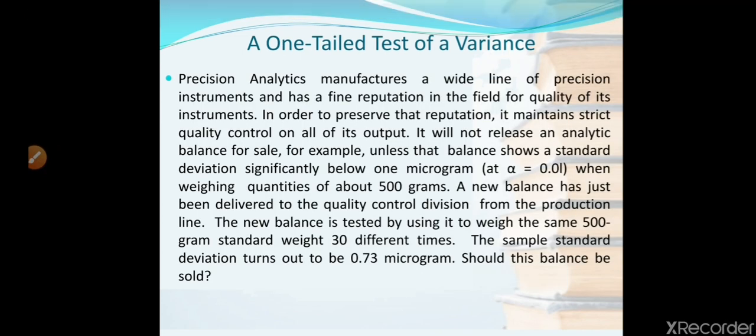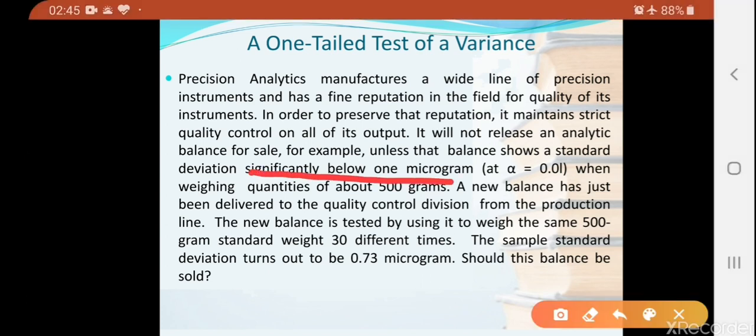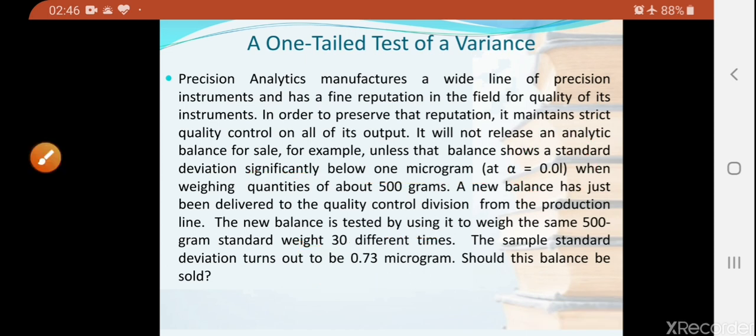So we will do a numerical on this. Precision Analytics manufactures a wide line of precision instruments. So in this numerical, if you read the statement, we want to know that your standard deviation should not be below 1 microgram. Okay, so he has weighed the sample 30 different times and the standard deviation comes out to be 0.73 grams. Should this balance be sold at alpha equal to 0.01?